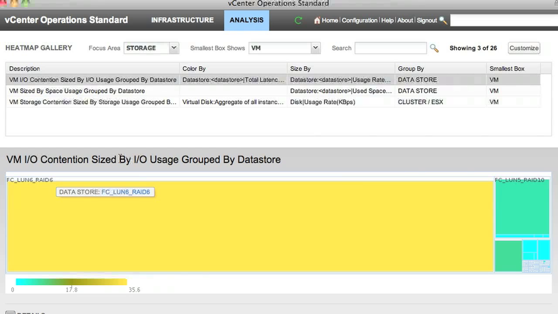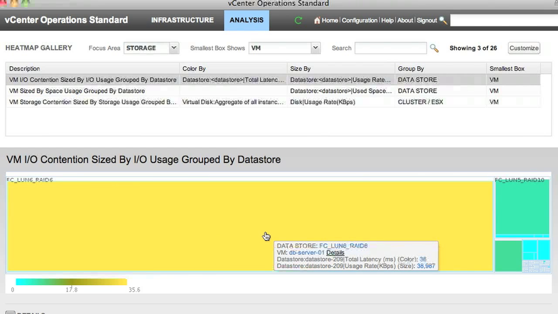What is the size based on? Well, we can see here from the name the size is based on the amount of I/O usage, the amount of kilobytes per second. So we can see very clearly, just by looking for a moment, that this FC-Lun6 RAID 6 is by far the most heavily utilized data store in our data center. And indeed, if we have problems that are coming from this data store, or that are storage related in general, it's very possible that they are coming from this particular data store.